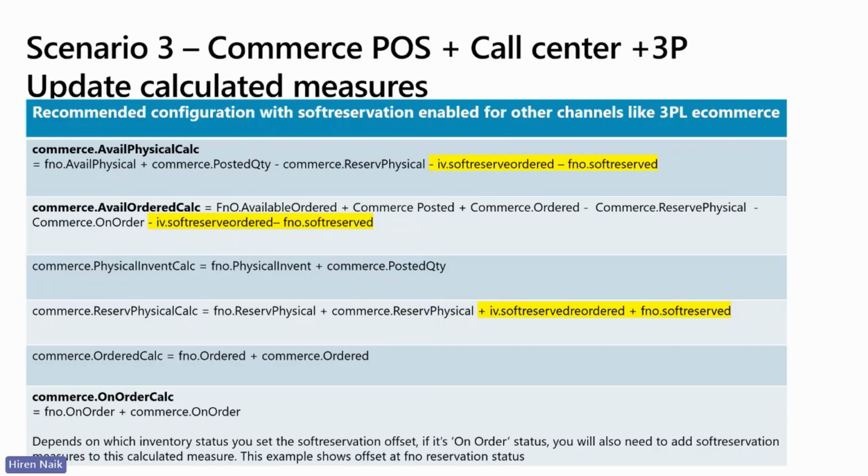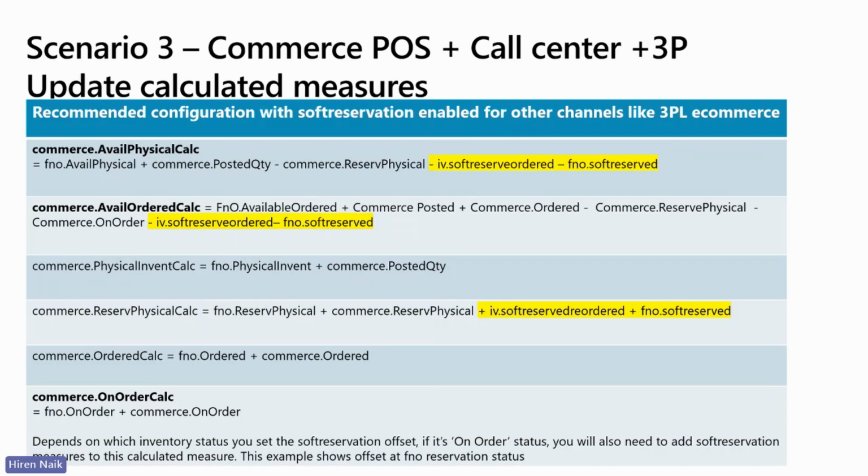So again, take the commerce available physical calculated measure as an example. You've already deducted the IVS soft reserve ordered quantity to reflect your third-party systems' orders or reservations. And then you need to add the F&O soft reserved quantity. Again, this is an out-of-box physical measure as long as you enable the soft reserve from F&O sales order line feature, and this is the default measure to use. You also need to deduct this quantity from your calculation.